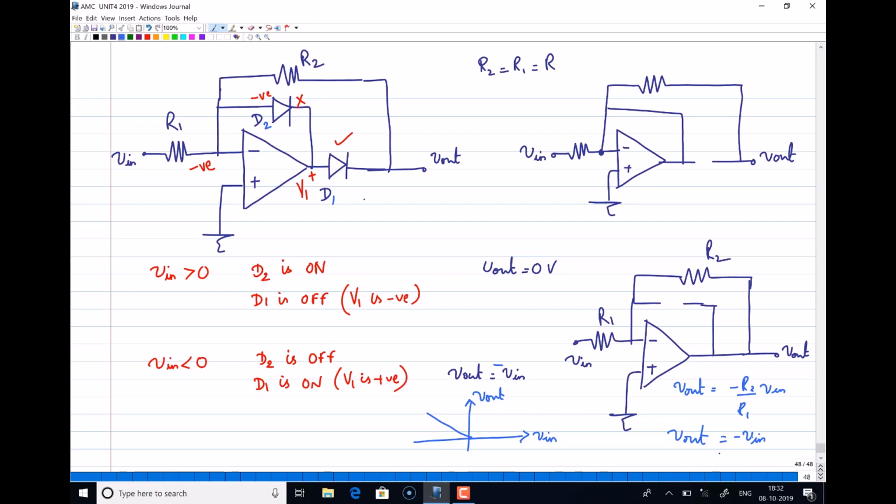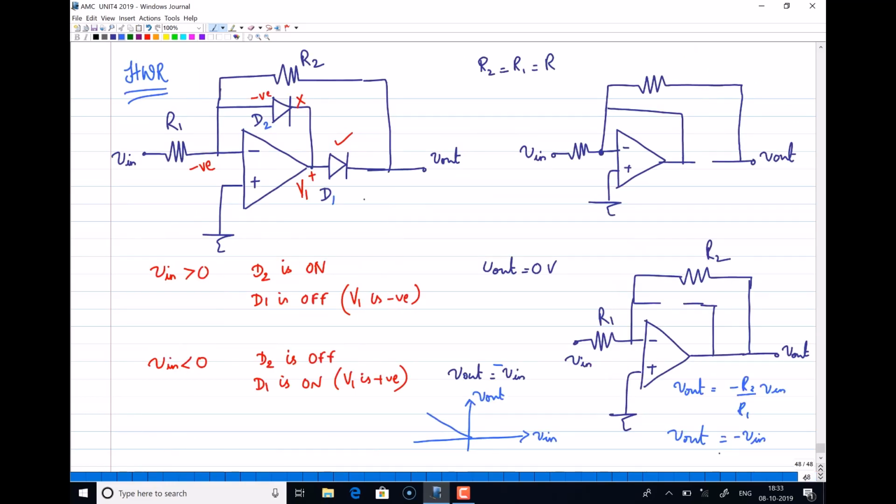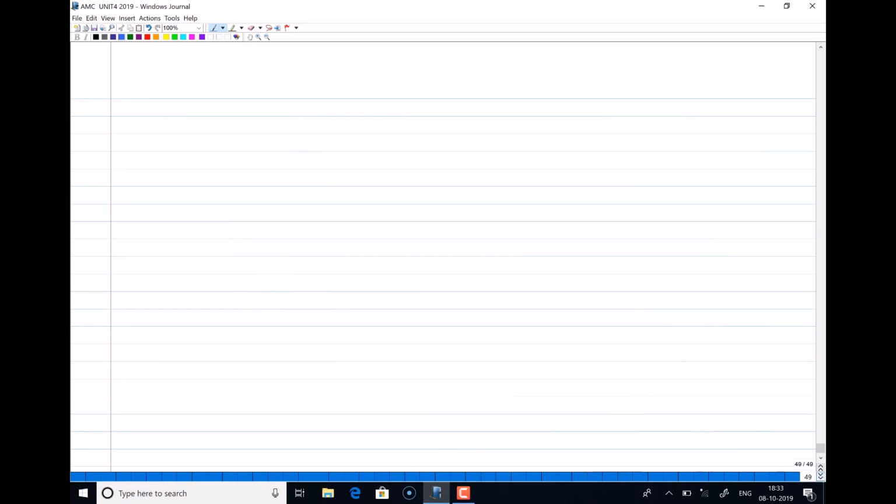So if your Vin is negative, your output will be positive. That is what happens in this. So I can call this a precision half wave rectifier, which rectifies only for negative half cycles. The previous circuit was acting as a precision half wave rectifier, which rectifies for positive half cycles. Now with that, maybe we are interested in one more circuit which works as a precision full wave rectifier.